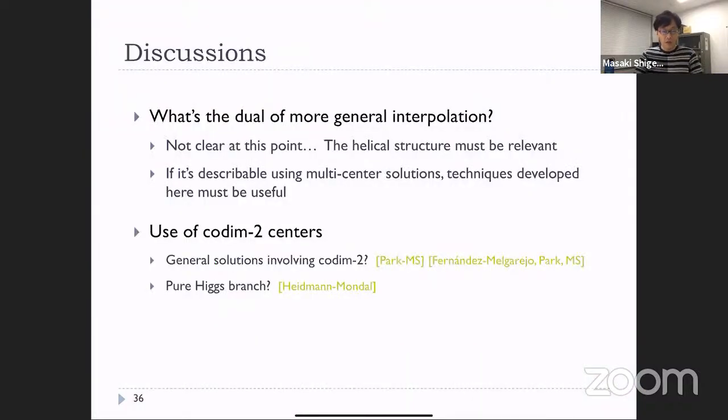So after all this discussion, what is the dual of a more general interpolation?